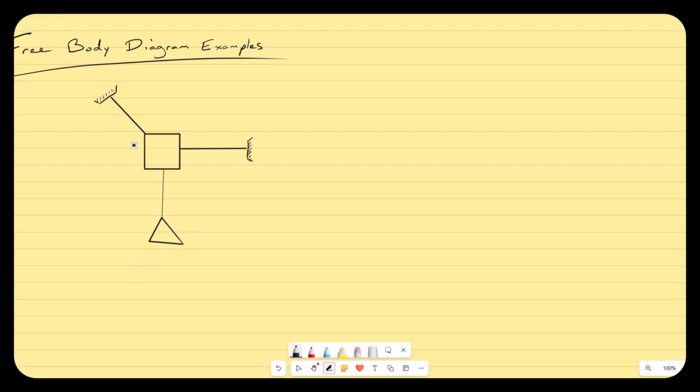Okay, I have a block, one, hanging from two ropes. The two ropes are connected to walls. That's what these little outcroppings are, by two ropes. There is a triangle block underneath that's hanging from the first one, from the first block. We're going to draw two free body diagrams. First for the square.